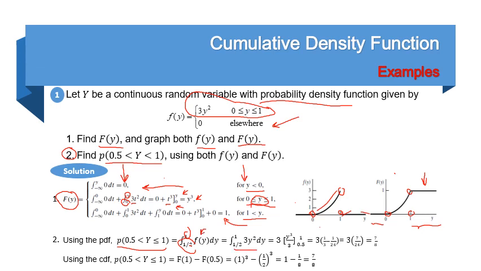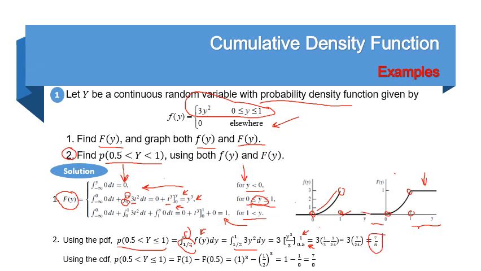And this is a simple integration: y cubed over 3, and you multiply by 3 because it was 3y squared. So you get y cubed, then you substitute 1, minus you substitute half, and you will get a final answer of 7 over 8.